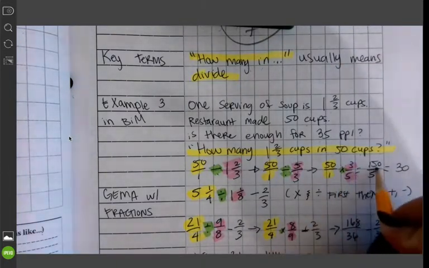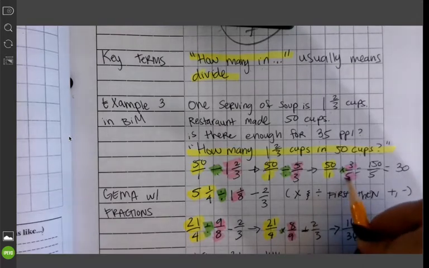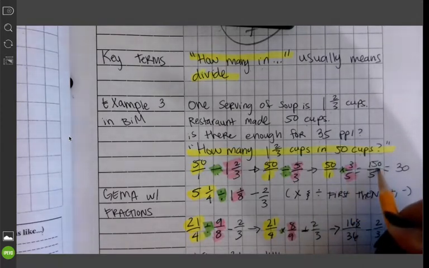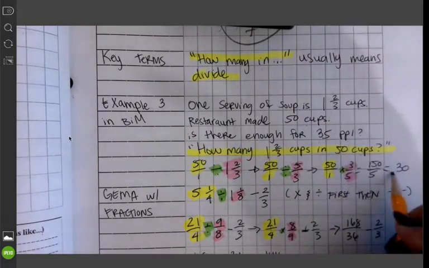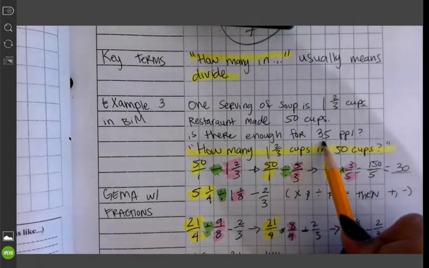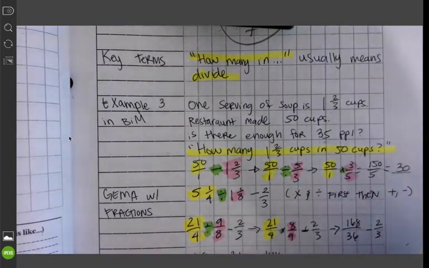50 times 3 is 150. 1 times 5 is 5. 150 divided by 5 is 30. So this restaurant can make 30 servings of soup. Is that enough to serve 35 people? Nah, it is not.